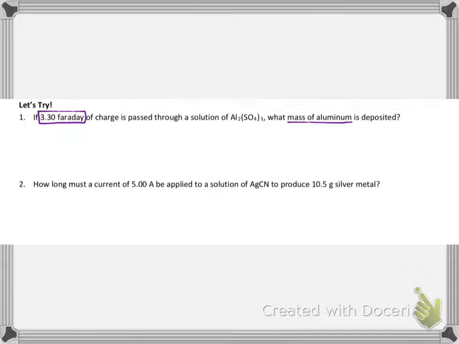Remember how 3.30 Faradays is like a shortcut for saying 3.30 moles of electrons have been transferred? We've basically skipped the first 2 steps. They didn't give us time, they didn't give us our current, because they just gave us Faradays. Since we're already at moles of electrons, our next step, actually our first conversion fraction, is just to convert from moles of electrons to moles of the metal we're trying to make, in this case aluminum. Whenever you're converting between a part and a whole, we have the whole aluminum atom, that one gets the number 1 in our conversion fraction.